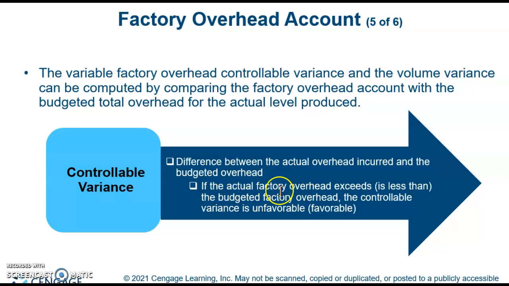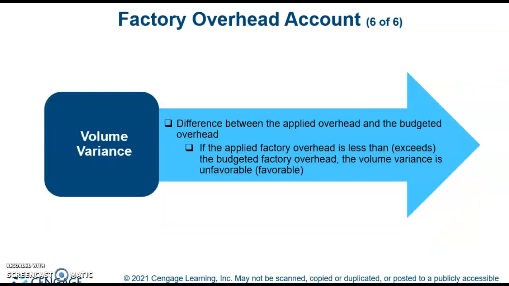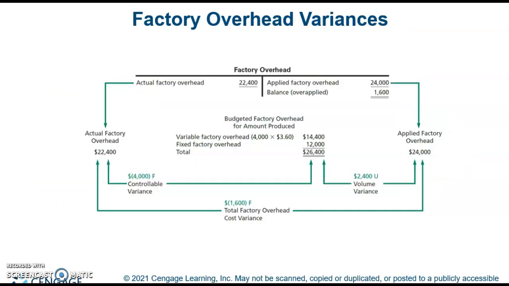If the actual overhead exceeds the budgeted factory overhead, then we have an unfavorable variance. If the actual factory overhead is less than the budgeted overhead, then we would have a favorable variance. Okay, so volume variance would work the same way.